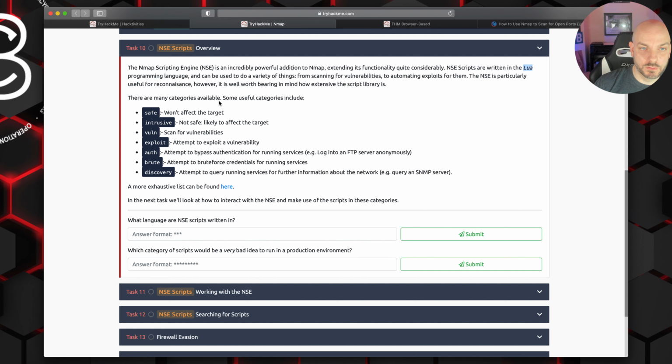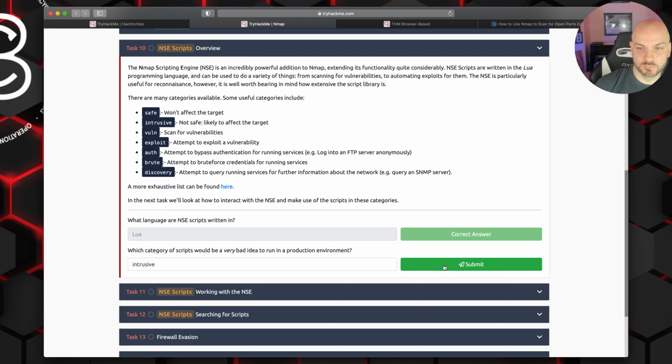And so the scripts have a whole bunch of different categories depending upon what it is that you want to do. And now we're going to look and see how to interact and make use of scripts in these categories. What is the language written in? It's written in the thing that I don't know how to pronounce. Lua? We're going to call it Lua. Could be way off. Which category of scripts would be a very bad idea to run in a production environment? Intrusive, I would say. Cool.